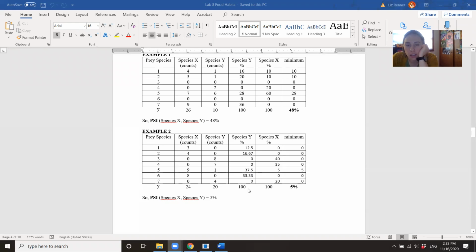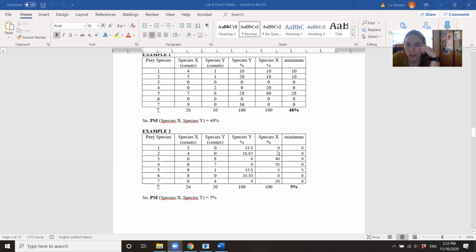So for species X over here, for example, 0 out of 24 had that value in there. 4 out of 20 is 1/5 or 20%, so that's how we got those percentages. Does that make sense? If it doesn't make sense, email me. But basically, you calculate the count divided by the total gives you your percentage, and then you're trying to minimize the percentage. It's like playing golf.